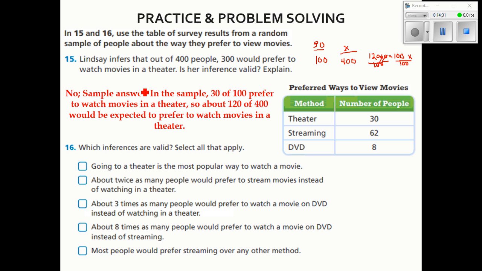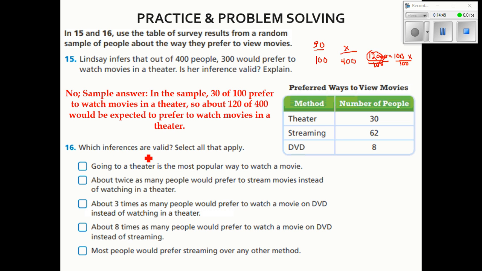No. In the sample answer, 30 out of 100 prefer to watch movies in a theater. So that's about 120, which is what we came up with, out of 400 would be expected to prefer to watch movies in a theater. Does everyone see how I got that answer?